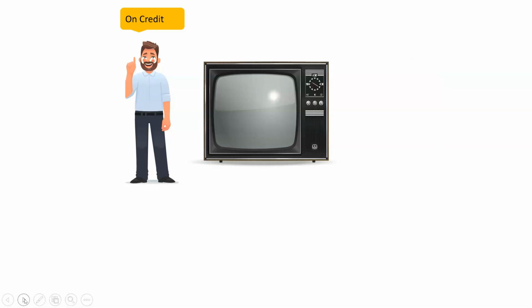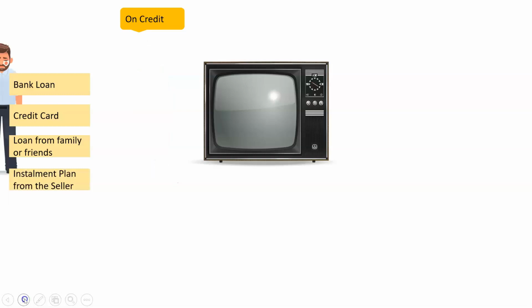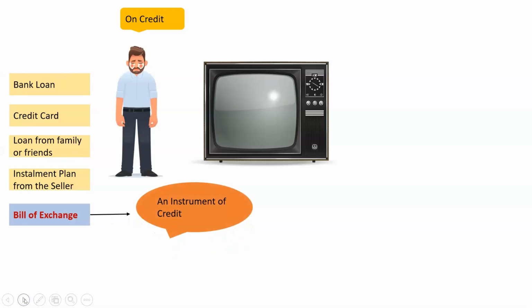For credit, he has several options such as bank loan, credit card, loan from family and friends, installment plan from the seller, or a bill of exchange. A bill of exchange is an instrument for credit. So Alex's personal circumstances dictate that the only viable option for him is to request the seller for a bill of exchange. Let us now look at an actual example of how a bill of exchange works.